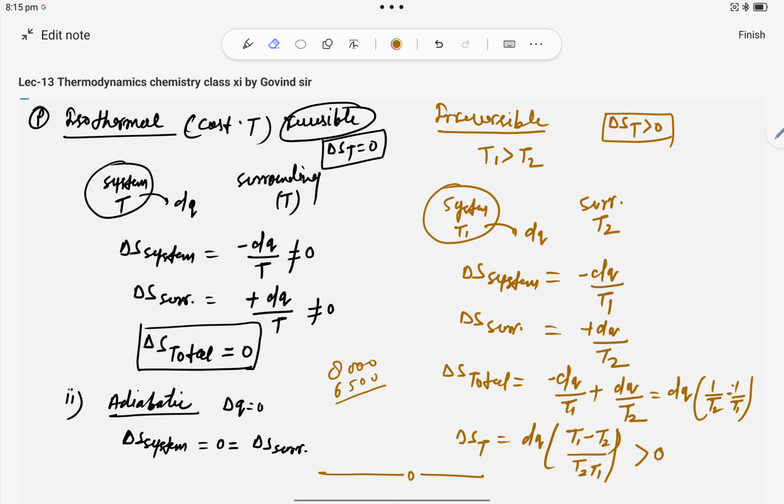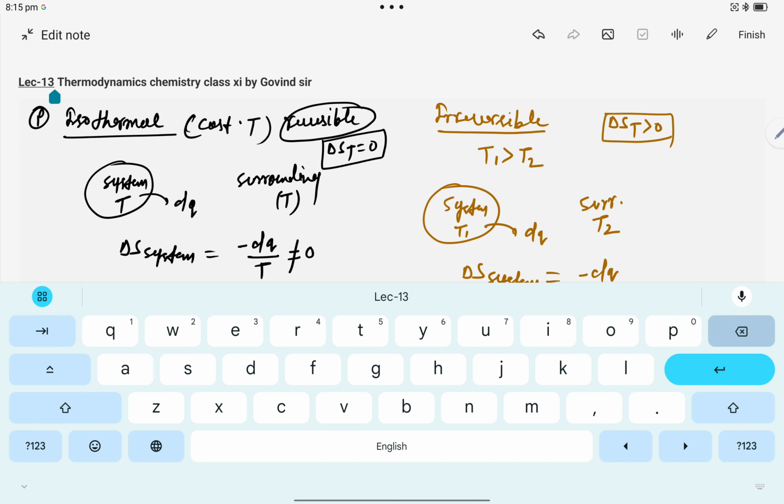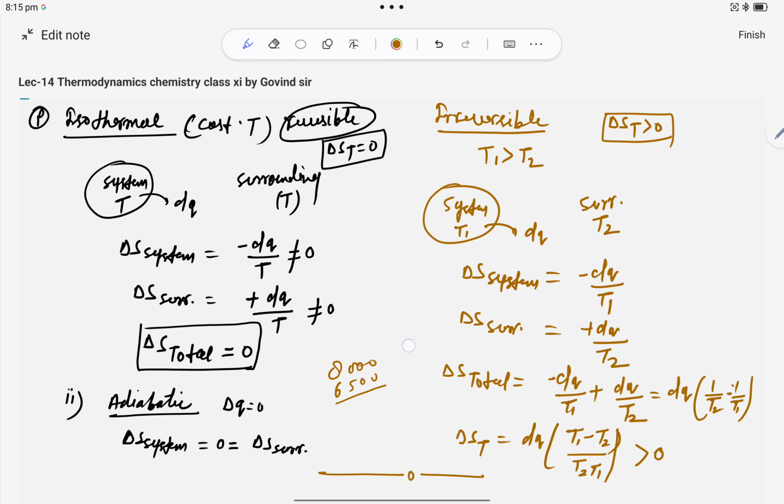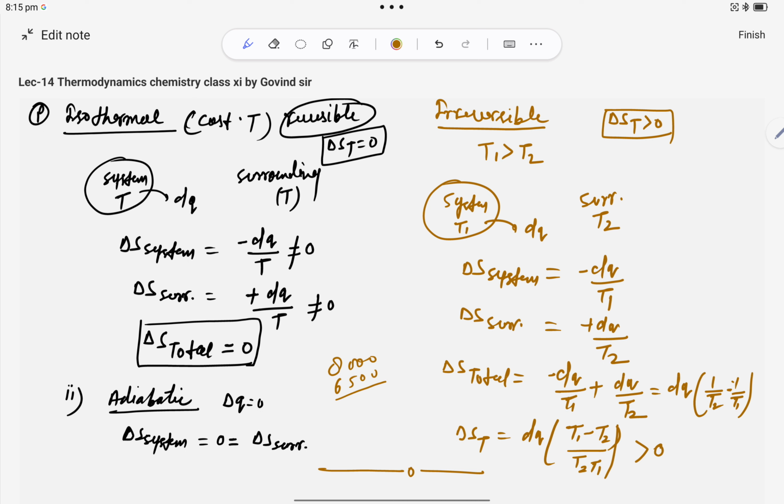Now we are going to record lecture number 14. In lecture number 13, we have completed till here. Once again, I am telling you, in the isothermal process, children, for the reversible isothermal process, we are talking about the entropy.